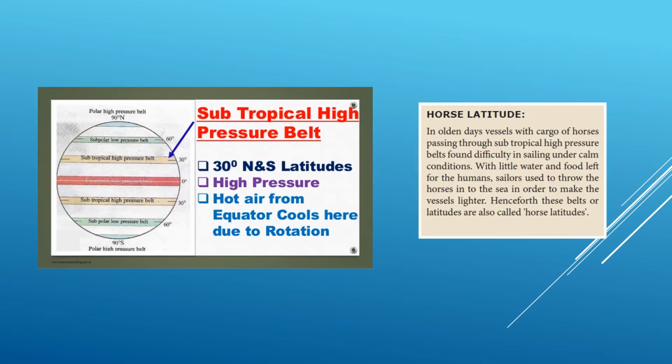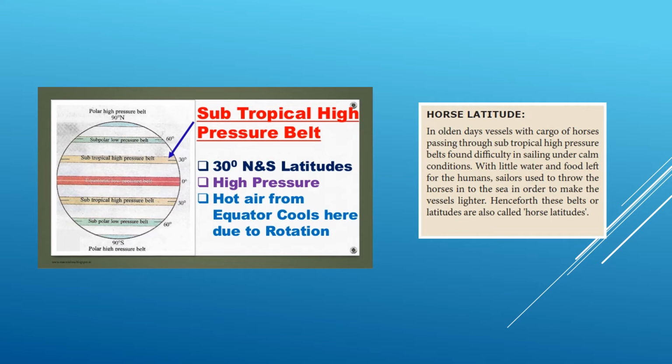The second belt is the subtropical high pressure belt, which extends between 30 to 35 degree north and south of the equator. Here, even though it does not have a very high latitude, yet we find high pressure. So, in the next slide, I'll be explaining to you the reason why there is high pressure in this region.